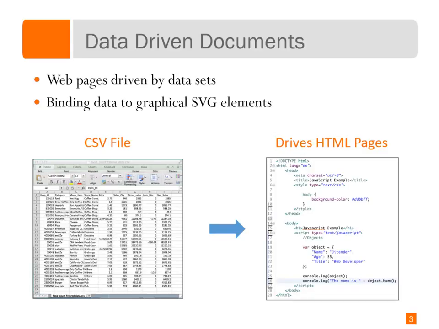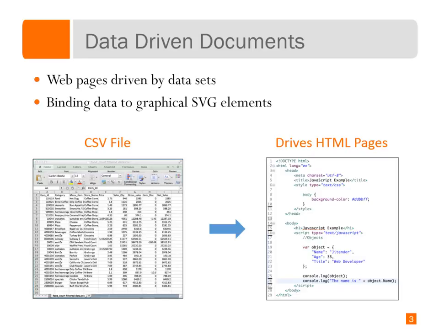We mentioned that D3 stands for Data-Driven Documents. Simply, that means the creation or display of web pages driven by data sets. Here we have a data set on the left, a typical comma-separated value file. Often we look at a file like this in Excel, just a basic flat data file. Imagine taking that file and driving it into HTML pages, and what you see in the web page is based on whatever data was in the CSV file.